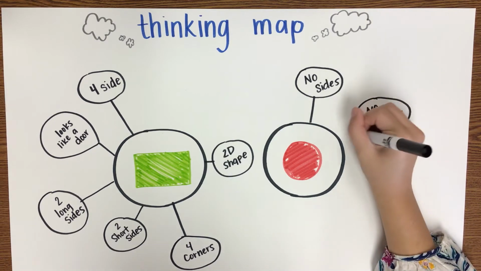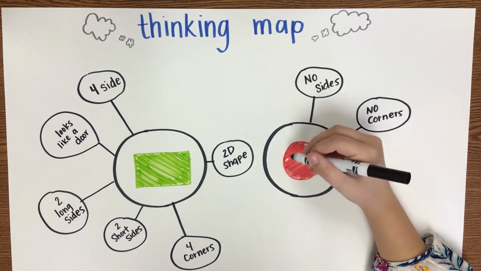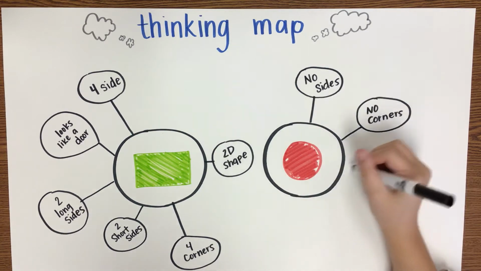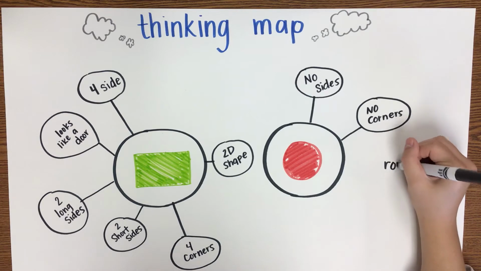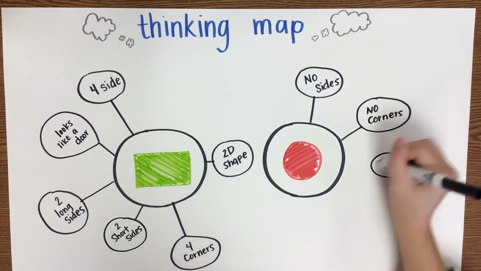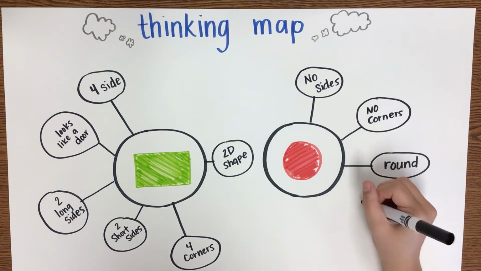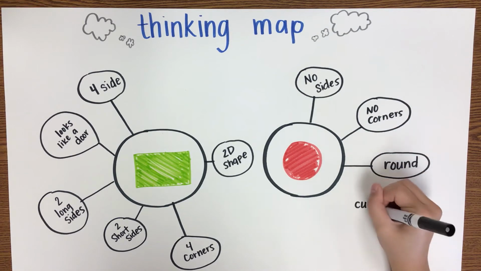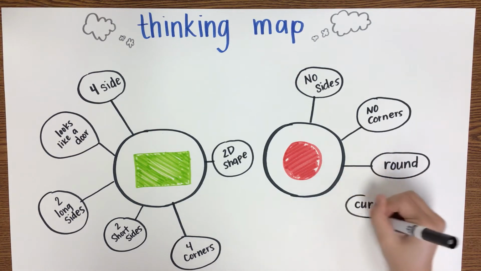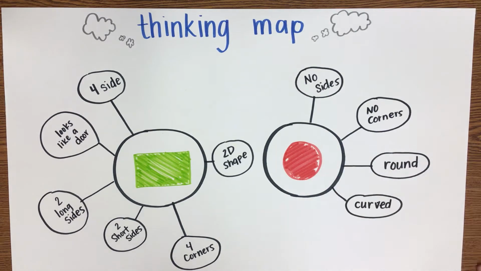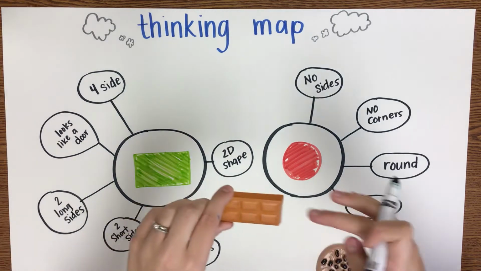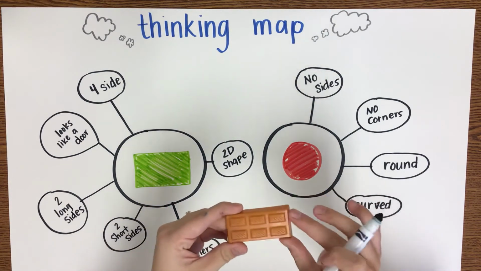What's another way that we could say the shape of a circle? It's not square, but it's round. It's a round shape. Or you could also say it's a curved line. It curves around. A curve looks like this. Our rectangle doesn't have a curve. It has sharp, pointy corners.